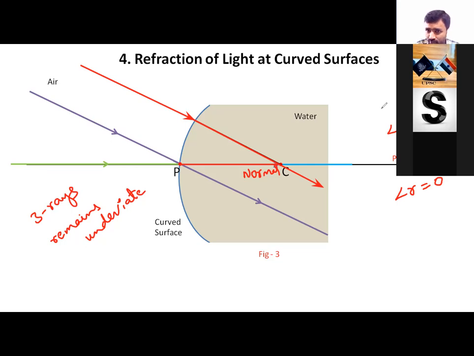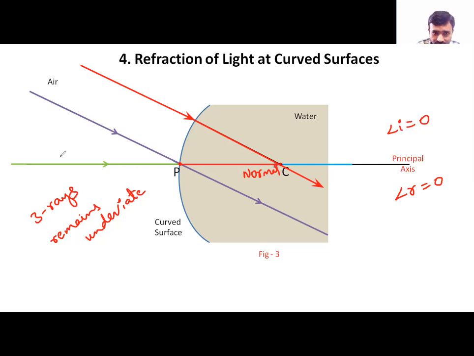I will ask you one by one. Here, the first ray, I am asking you this one. How is it propagating? Through the principal axis. Don't say through the principal axis. Along the principal axis. Right? So this ray is along the principal axis.